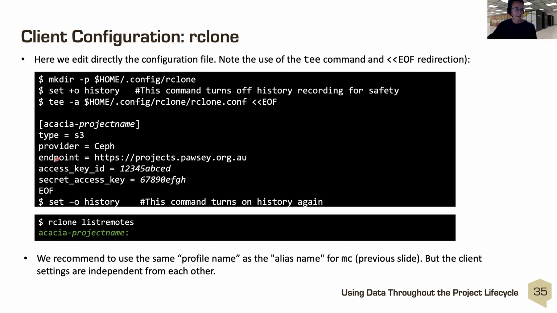And these lines, which are basically the type of storage, the provider, the endpoint, we talk about that, access key, secret key, and then this end of file line. And then set history on again. So once you have done this, you can check that the profile name exists with this command, and it is basically saying that that profile name exists.